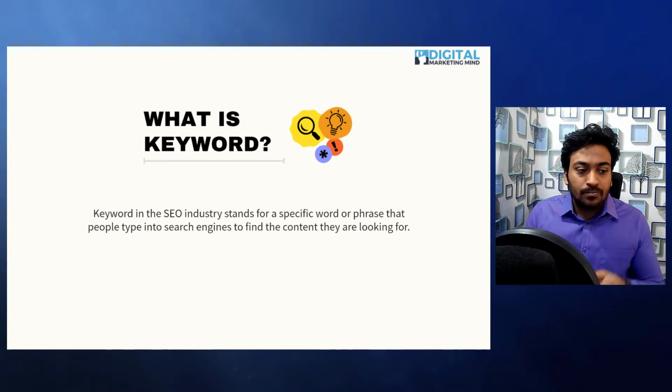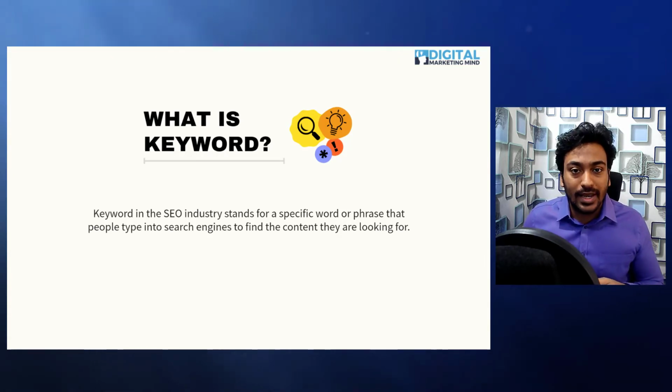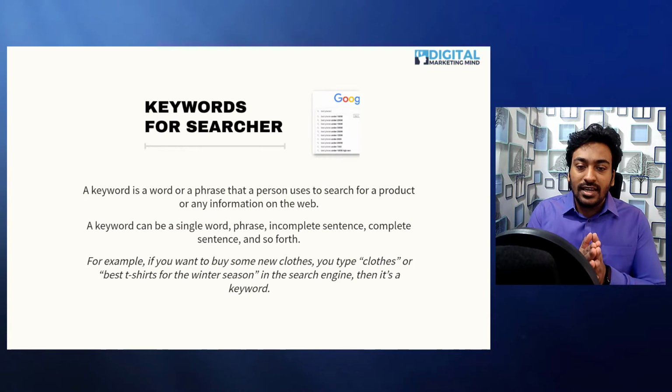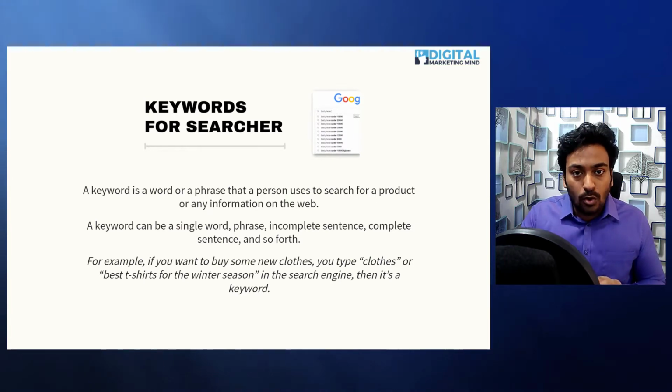What is a keyword? A keyword in the SEO industry stands for a specific word or phrase that people type into a search engine to find the content they are looking for. Simple as that. Someone goes into Google or Bing or any search engine and types something into the search bar, and whatever word or phrase they type to find the information they are looking for, that's basically what we mean by SEO keywords. And now let's take a look from several stakeholders' perspectives.